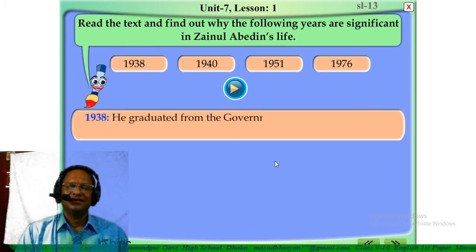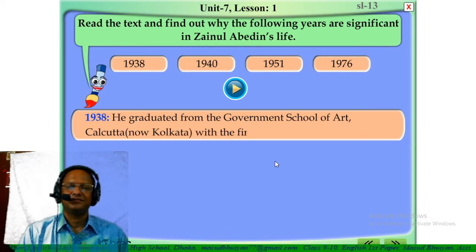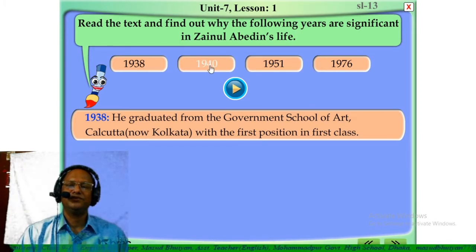In 1938, he graduated from the Government School of Art, Calcutta, now Kolkata, with the first position in first class. Our next significant year is 1940. Let's move with 1940.